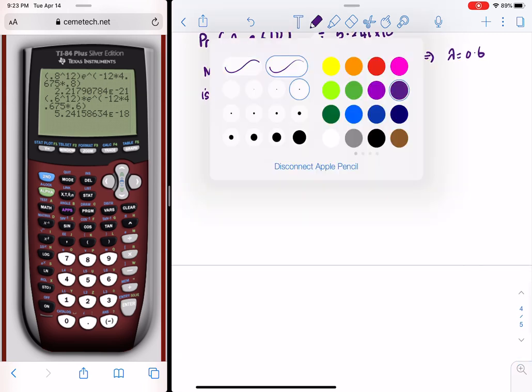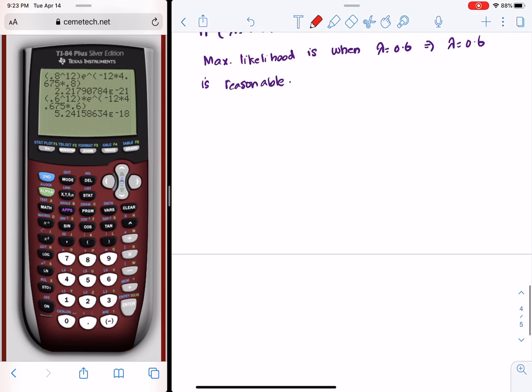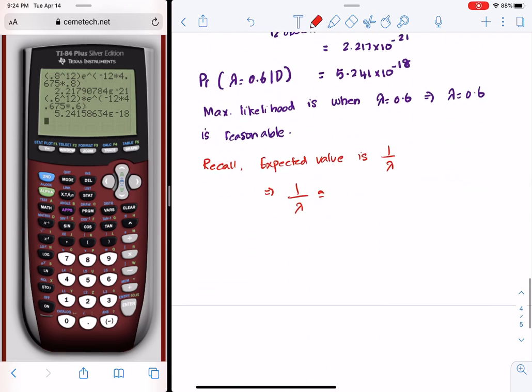Now, could I have guessed that the answer is 0.6 at the very beginning? Well, how did I do that? If you recall, the expected value is 1 over lambda, and expected value is the theoretical average. So 1 over lambda would be equal to the sample mean, 4.675, which would mean an approximate value for lambda is 1 over 4.675.